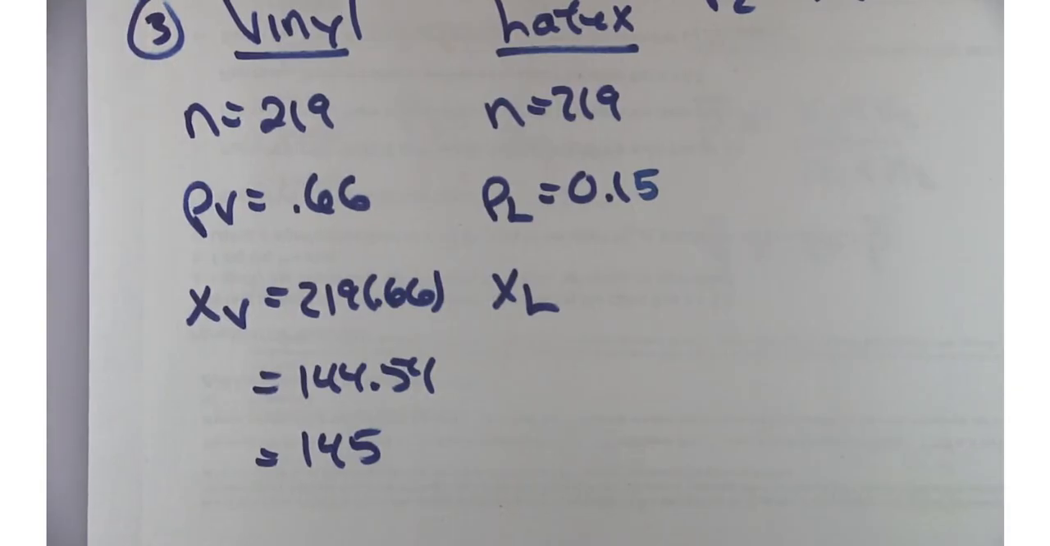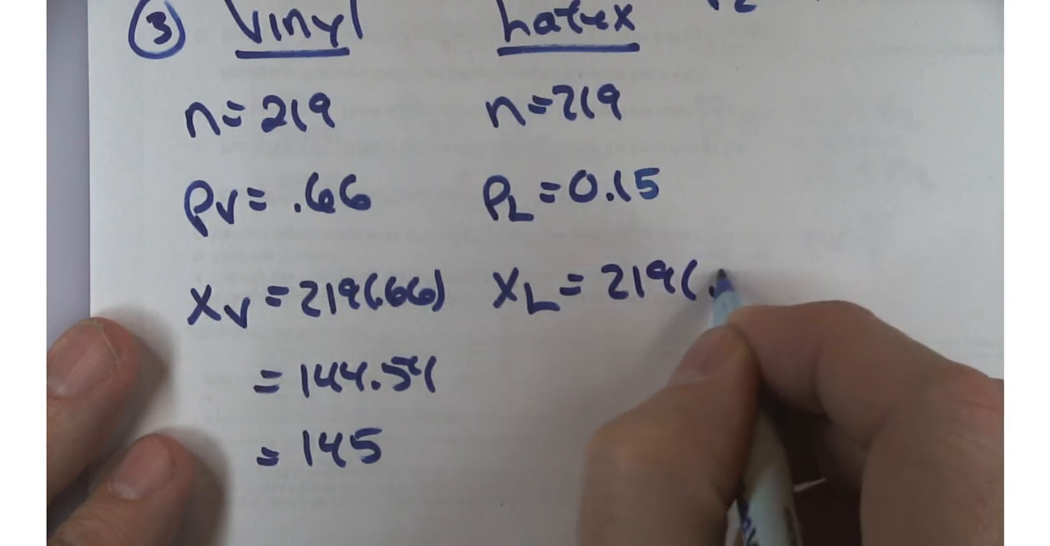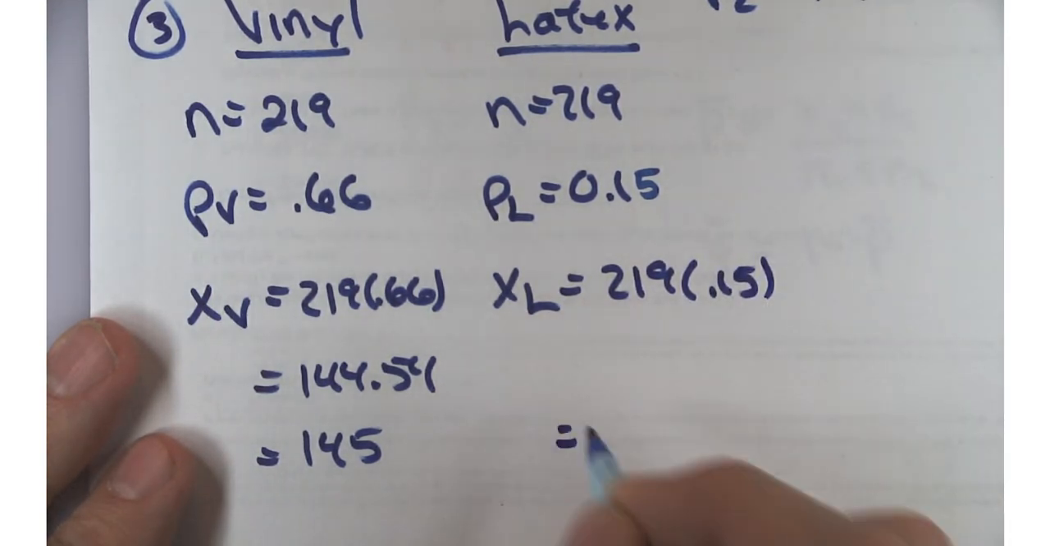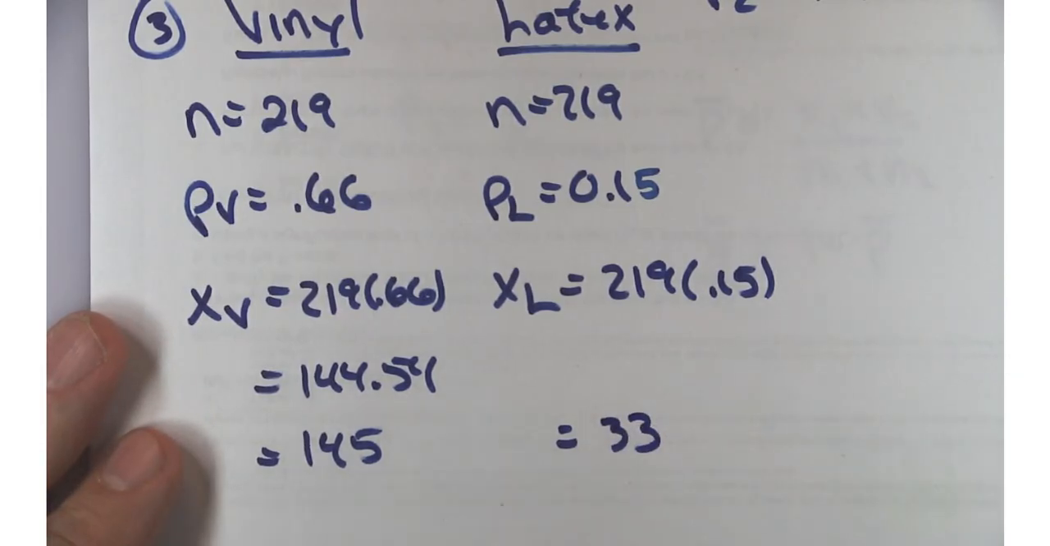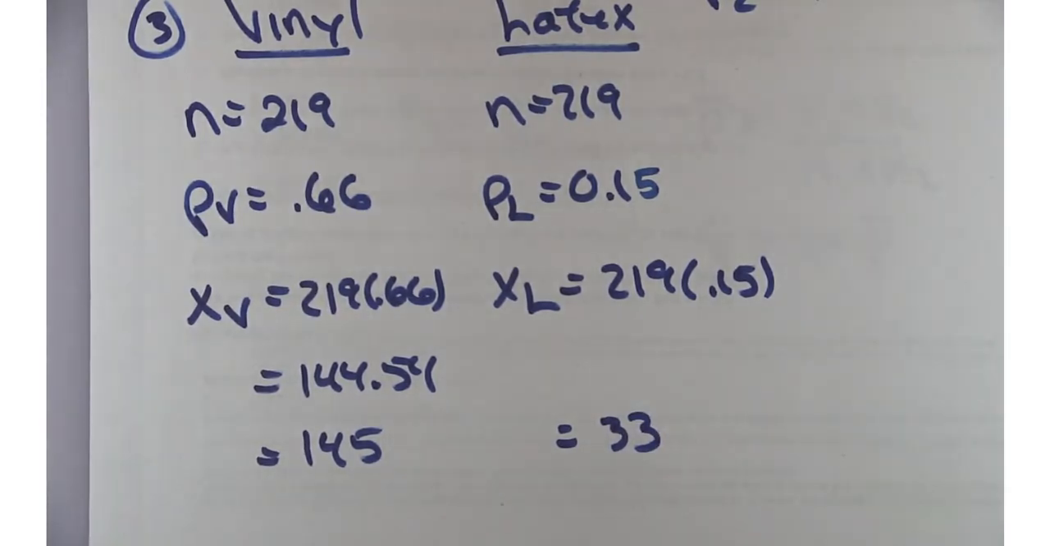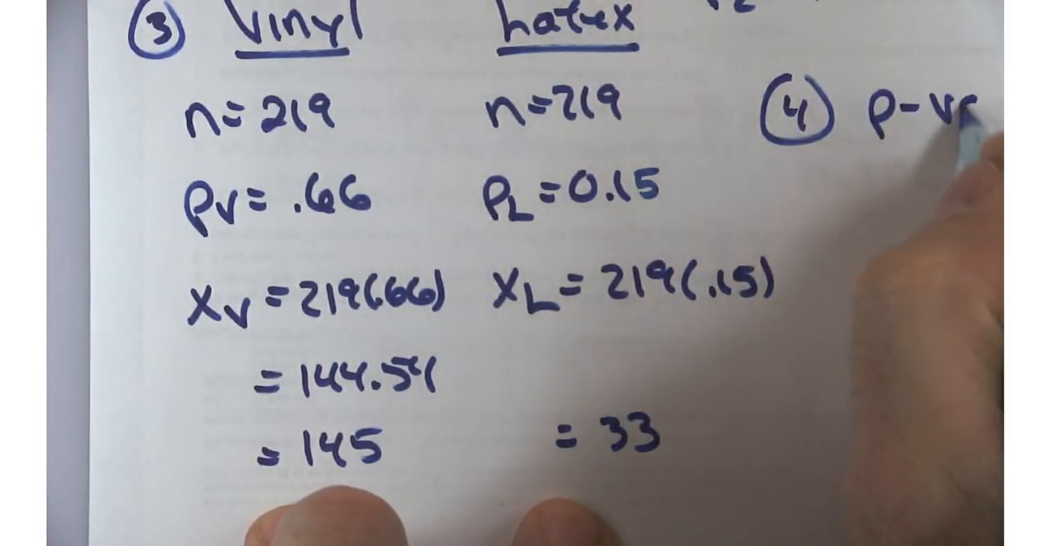So put in the rounded number, put in an integer. Likewise over here, 219 times 0.15. That's going to round to about 33. So those are the two numbers that you need to put in StatDisk to get to your step 4, which is going to be your p-value.